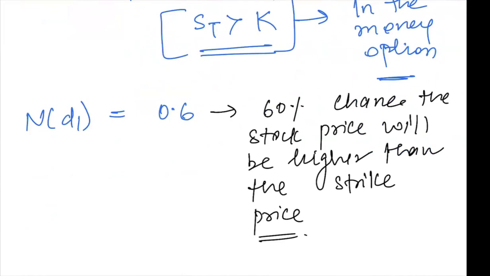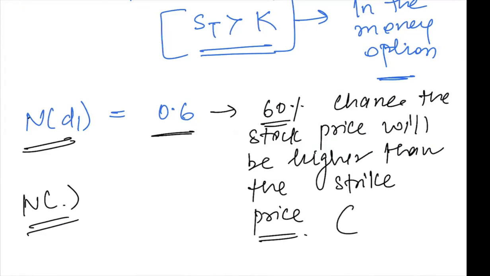So when we say ND1, always remember this term gives you the CDF of a standard normal distribution. And a CDF of a standard normal distribution will always give you certain probabilities, right? So when we say ND1 is 0.6, it means there's a 60% probability that the stock price will be higher than the strike price, which basically means you will make a profit. That is in the money, a 60% probability that your option will be in the money.